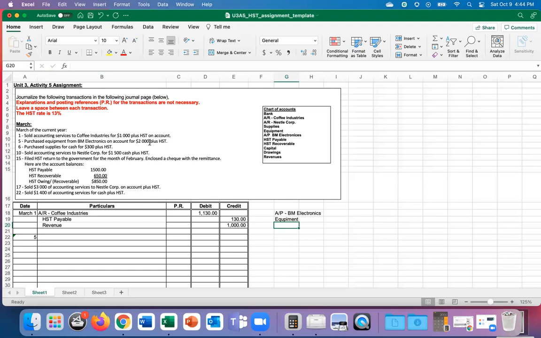So that sounds kind of complicated, but I think once you go through it a couple of times, you start to understand how that works. So anyway, all that being said, our third account for this transaction is going to be our HST recoverable account.